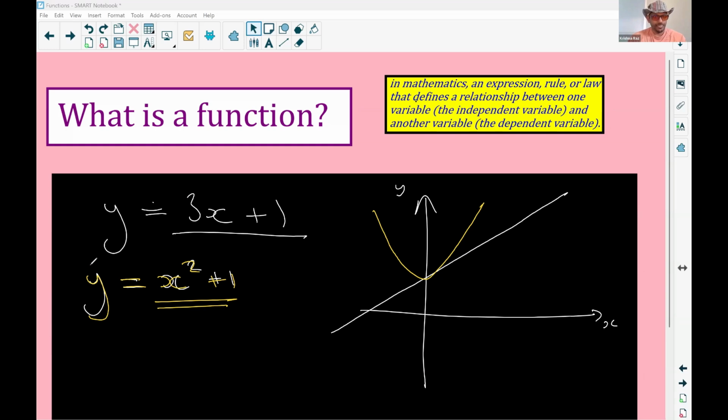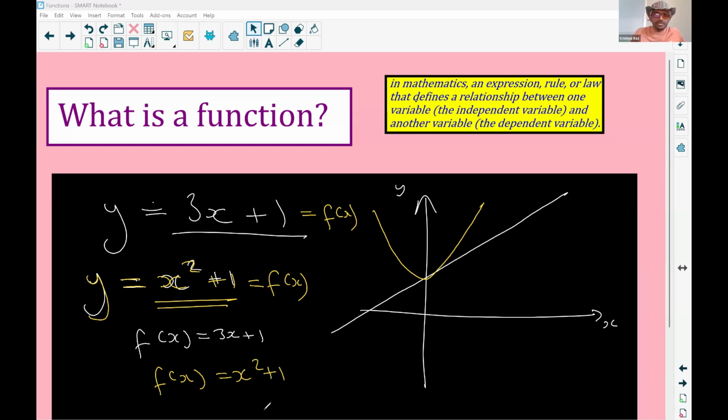So because of that, we can interchange this notation. Instead of writing y, we write f(x). So it's an equivalent statement to say f(x) is equal to 3x plus 1, or f(x) is equal to x squared plus 1. They both mean exactly the same thing. We're saying that y is a function of x, y is equal to 3x plus 1, so f(x) is equal to 3x plus 1. Be like calling me Raz or Krishna. Yeah, it all means the same thing.